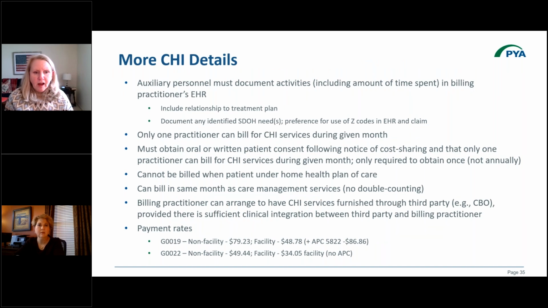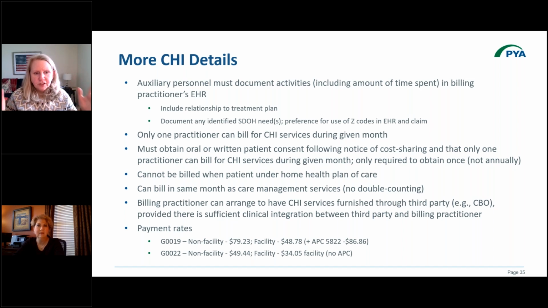More details around CHI with regards to the documentation of activities. Very clear that only one practitioner can bill for this service within a given month. There is a consent requirement, either oral or written. Clear that we can provide the service along with other care management services being provided to the individual so long as we're not double counting. And you can arrange to have a third party, such as a community-based organization, providing these services as long as you maintain a sufficient degree of clinical integration.